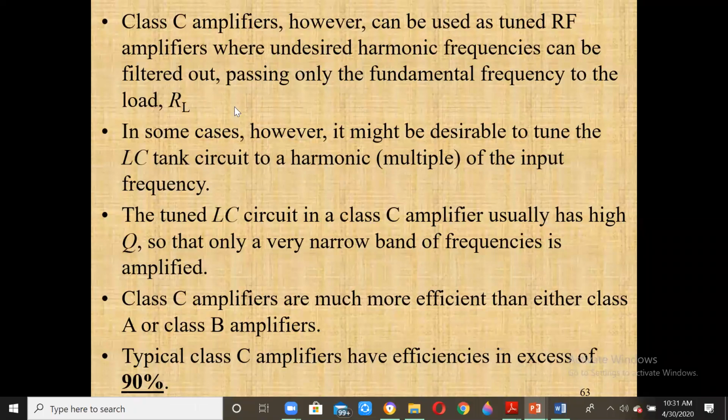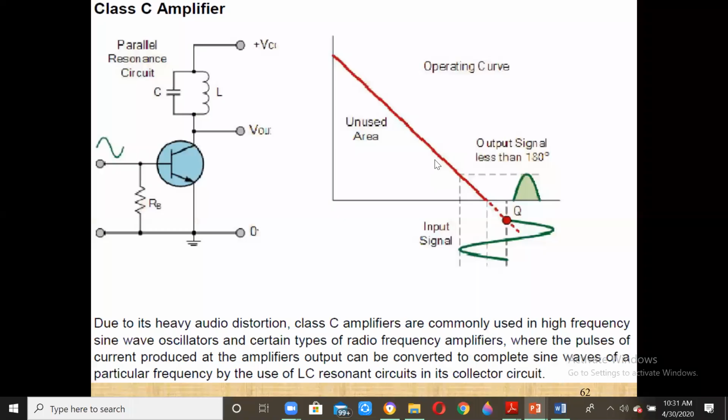So we can just remove them, filter them out by passing only the fundamental frequency to the load. So we can put a tuned circuit. The RF tuned circuit will operate at, say, a fundamental frequency of FR, so that it will filter only that frequency. Or sometimes it is desirable to tune the LC tank circuit, which is this over here. This is the LC tank or parallel resonant circuit.